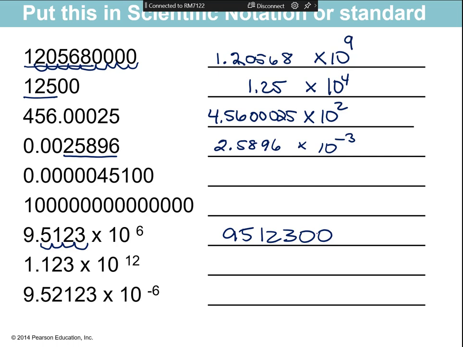What about the last one? 9.52123 times 10 to the -6. How many significant figures? 6. Which way is my decimal place going to go? To the left. By how many places? Okay, so if it goes 1, how many is that going to leave? 5. So I know that in front of the 9, I'm going to have 5 zeros. So I'm going to have 0.12345, then 95223. They're all significant, so I can't drop any of them off.